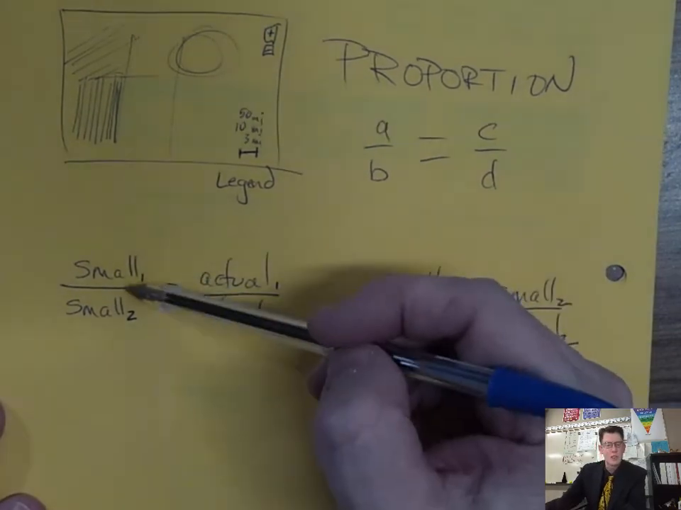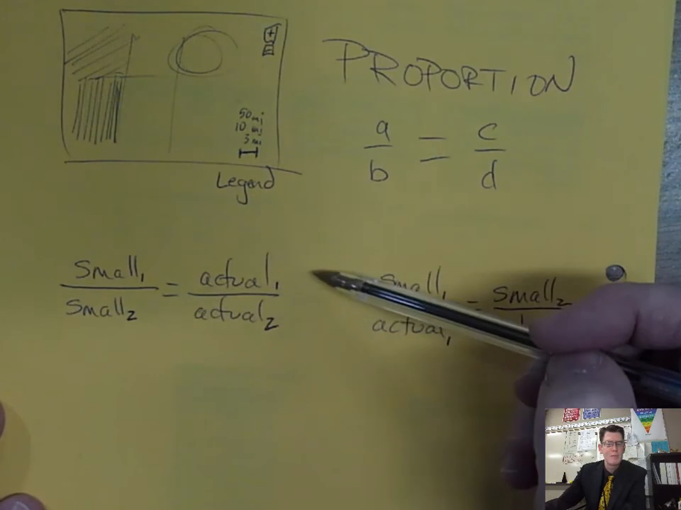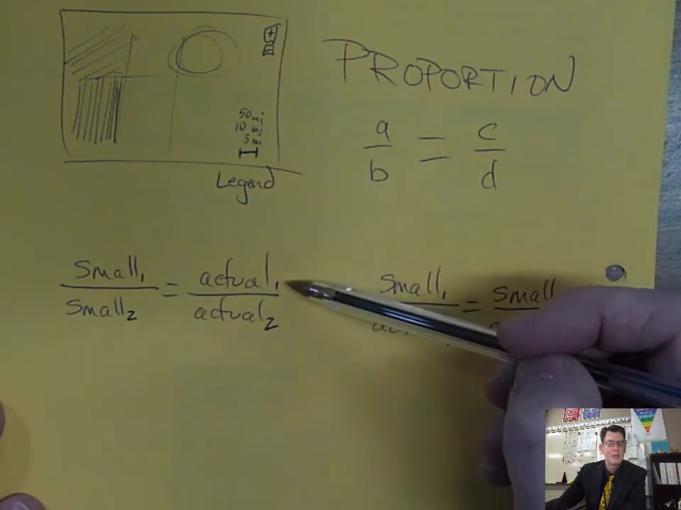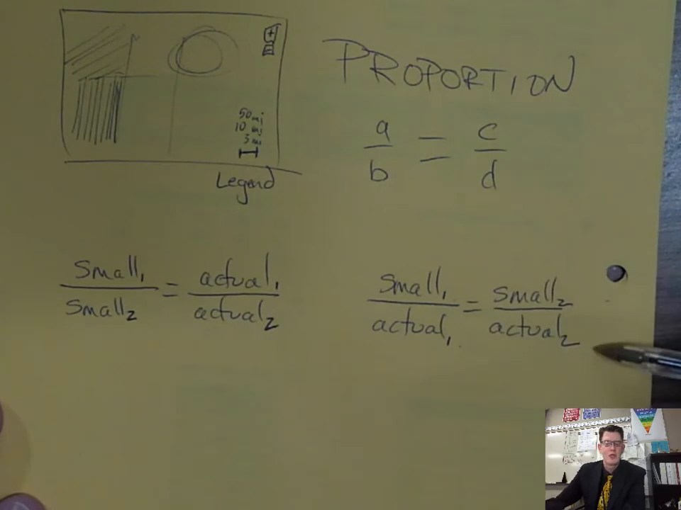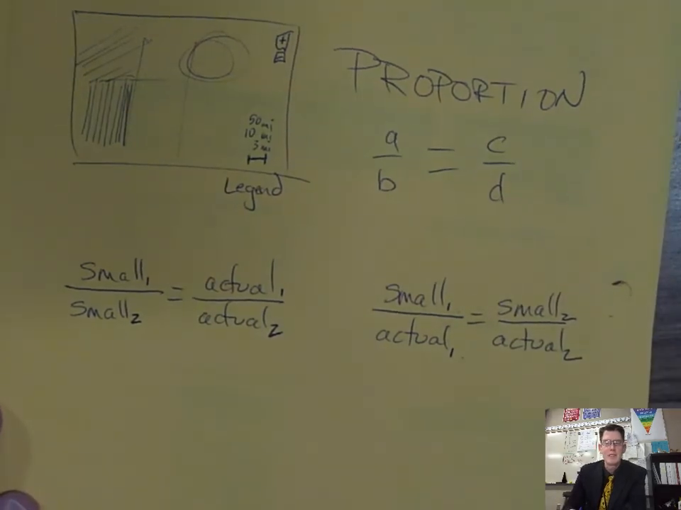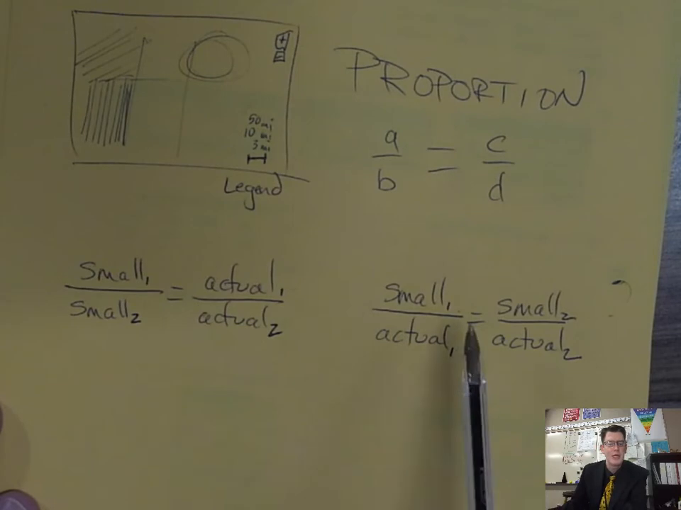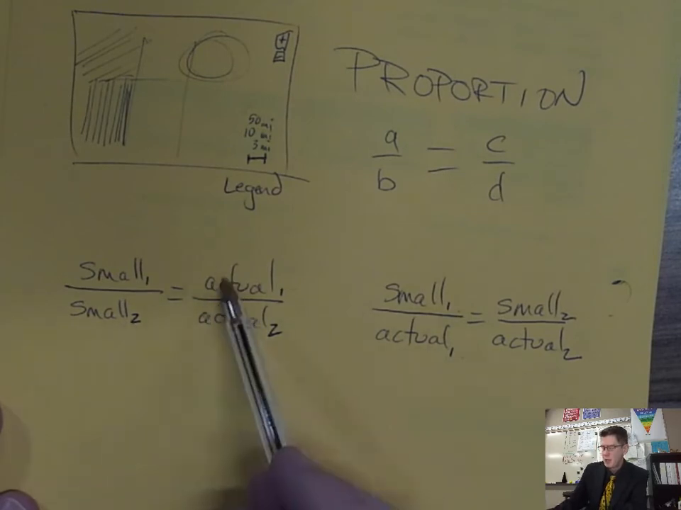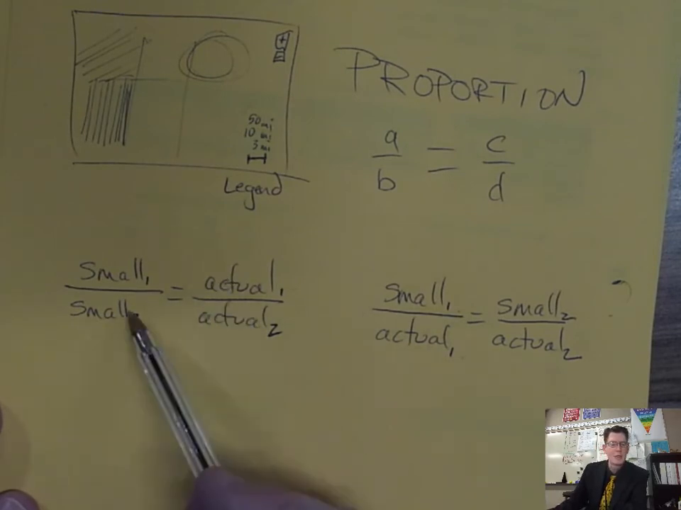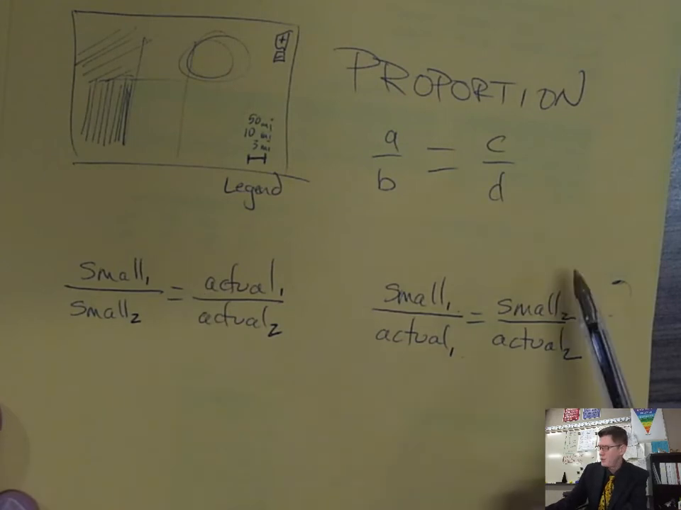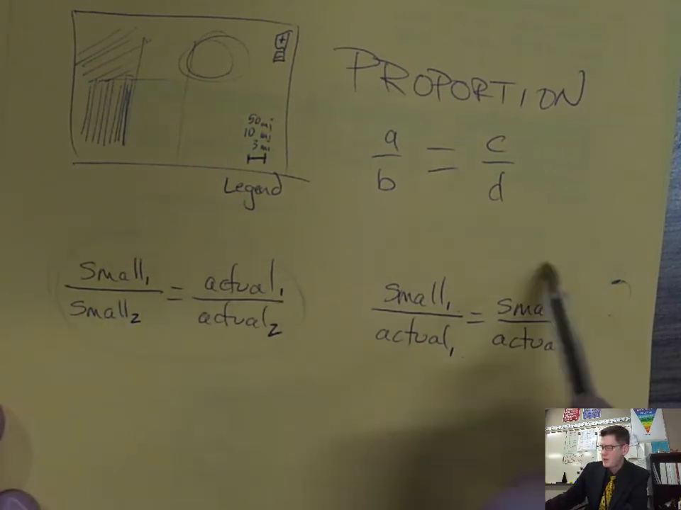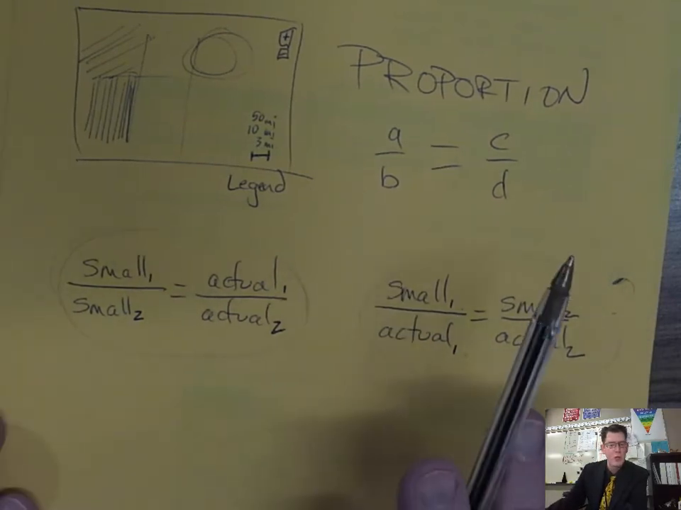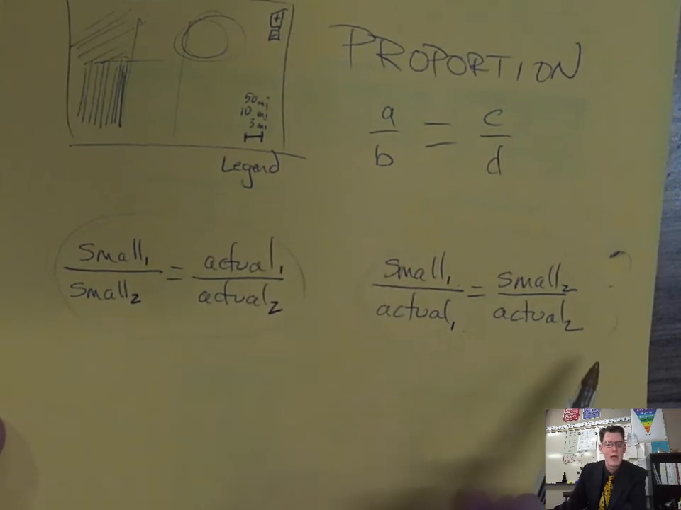As long as you're doing the small 1 to 2 in the same direction as the actual 1 and 2, and then over here, the small 1, actual 1, small 2, actual 2. As long as you're doing it in the same order, this is really the same proportion. Because look, when I cross multiply, actual 1 times small 2. On this one, when I cross multiply, actual 1 to small 2, you're multiplying the same things. So you don't really need to worry about what you're writing first, as long as you build the proportion the same way.